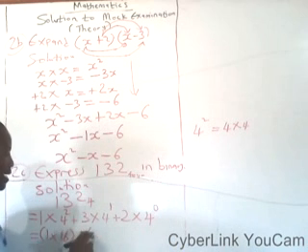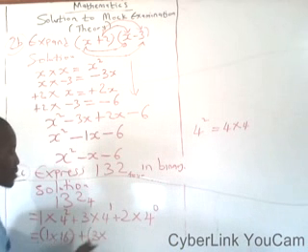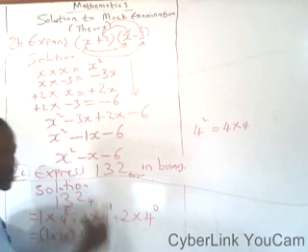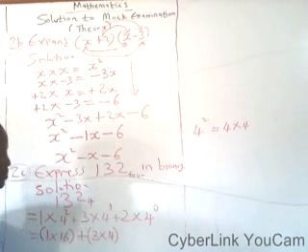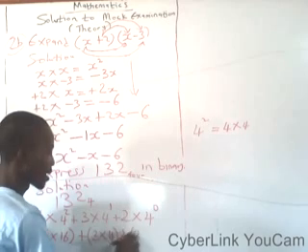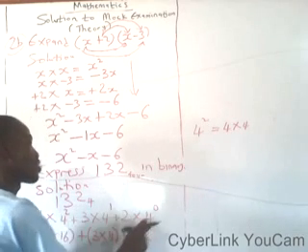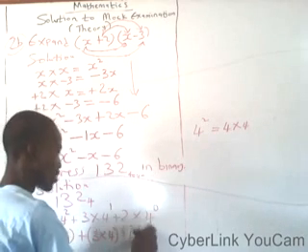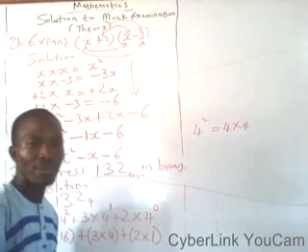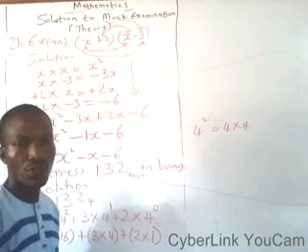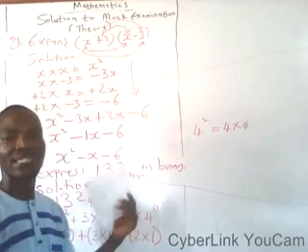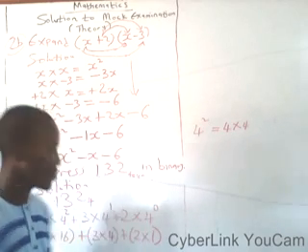Plus another bracket, 3 times 4 raised to power 1 is what? 4. Close it. Plus another bracket, 2 times 4 raised to power 0 is what? 1. Do not forget that rule. Any number raised to power 0 is equal to 1, no matter how big the number is.